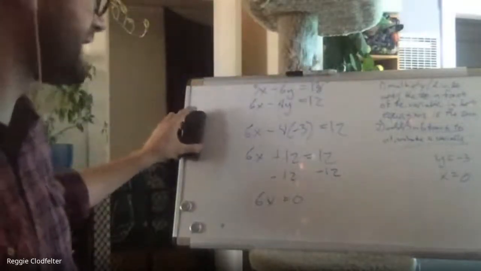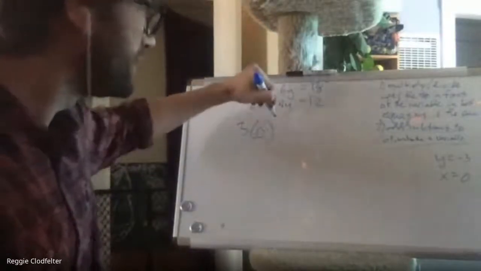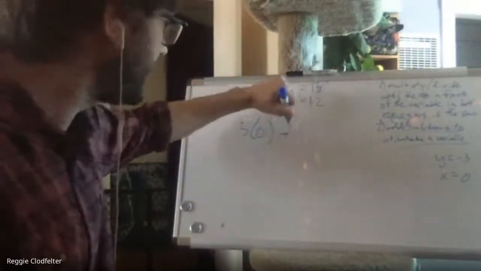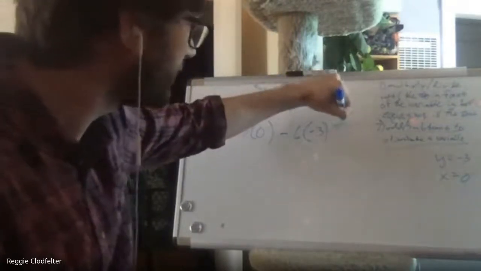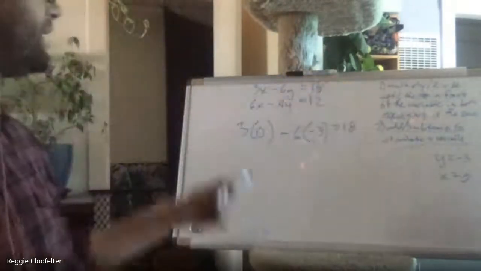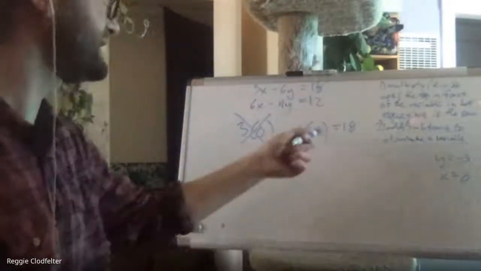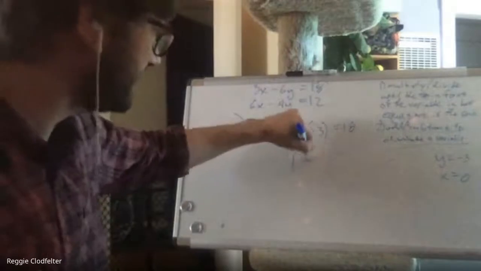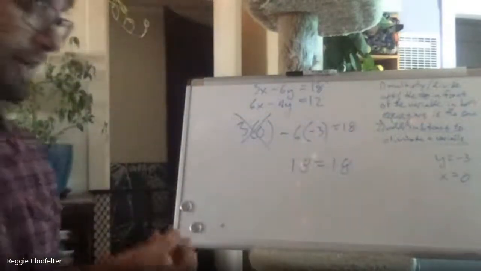I'm going to erase this guy. So 3 times 0 minus 6 times -3 should equal 18. 3 times 0 is just 0. -6 times -3 does, in fact, equal 18. So I got a true statement, so I did it correctly.